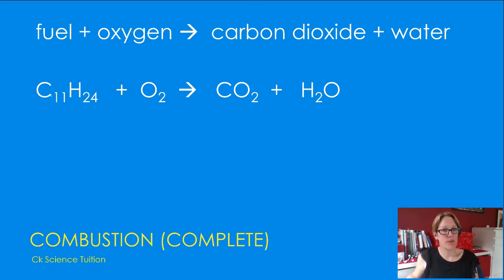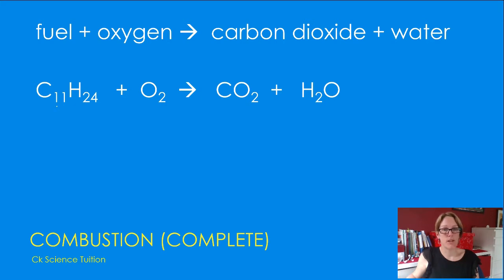So we've got a hydrocarbon here with a nice big number of carbons, 11 carbons. It's an alkane, saturated, because it has 24 hydrogens. So 11 times 2 is 22, plus 2 is 24. Okay, and then we've got our oxygen, which remember is O2, because all of our gases, other than the noble gases, are diatomic. And then we're always going to make carbon dioxide and water because this is complete combustion.